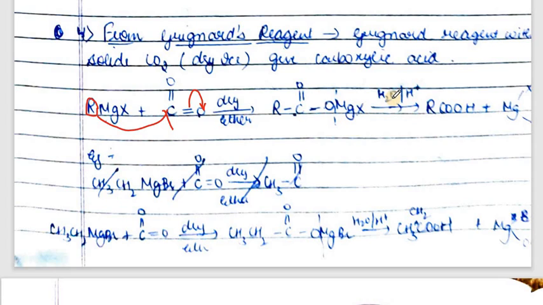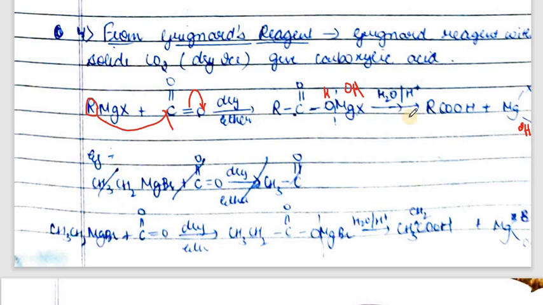Upon hydrolysis, the bond cleavage takes place. Out of water, H gets attached to this oxygen and OH gets attached to MgX, so MgX OH is present here. Basic magnesium halide is formed as a side product. So Grignard reagent with carbon dioxide gives carboxylic acid as a final product.